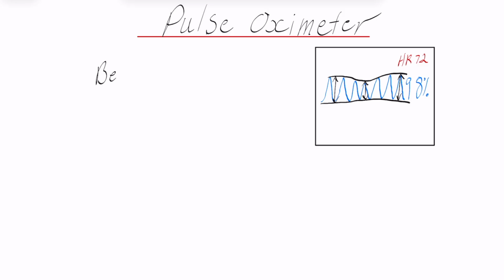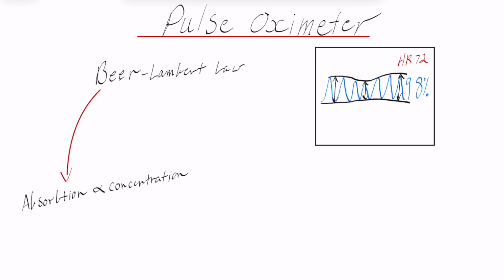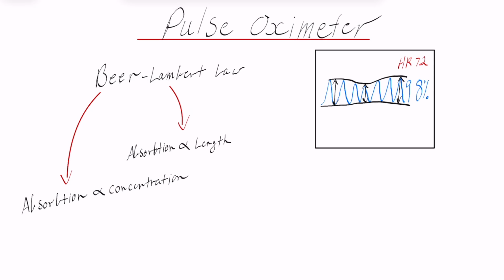So pulse oximetry relies on the Beer-Lambert Law, which combines two laws. There's Beer's law, which describes that absorption is proportional to the concentration that the light has to travel through. So an increase in concentration absorbs more light of whatever substance it is that you're measuring. And then Lambert's law describes that absorption is proportional to the path that the light has to take, or the length the light has to travel through in that solution. So the more distance or length it crosses, the more absorption you would expect.